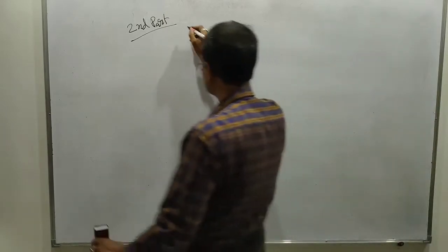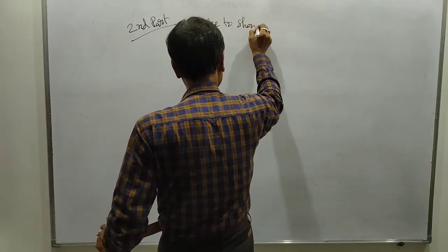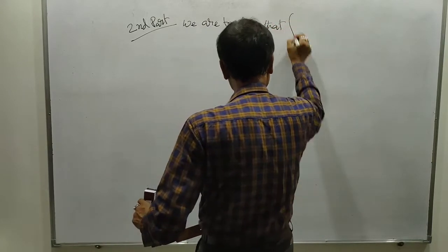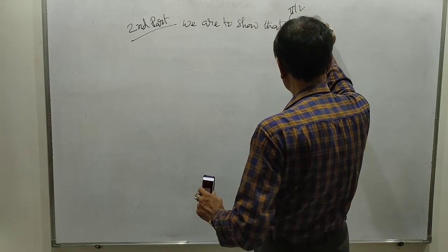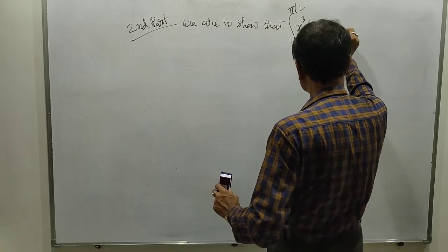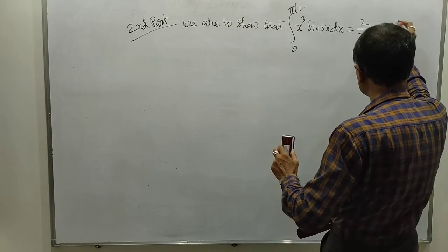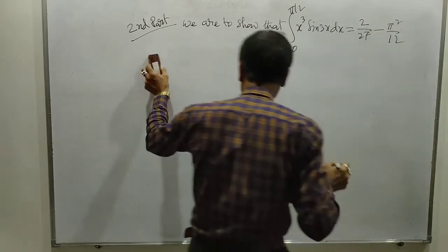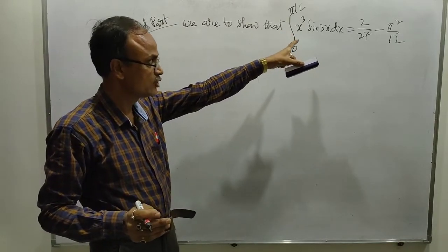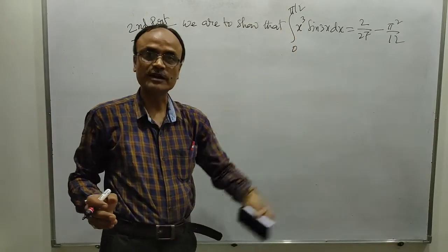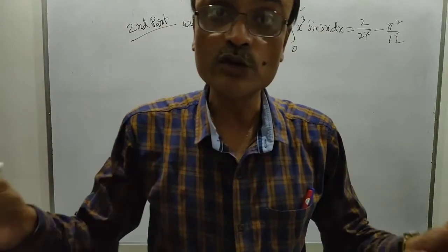We have to show that the integral from 0 to pi by 2 of x cube sin 3x dx equals 2 by 27 minus pi square by 12. For that, we have to use the first part.